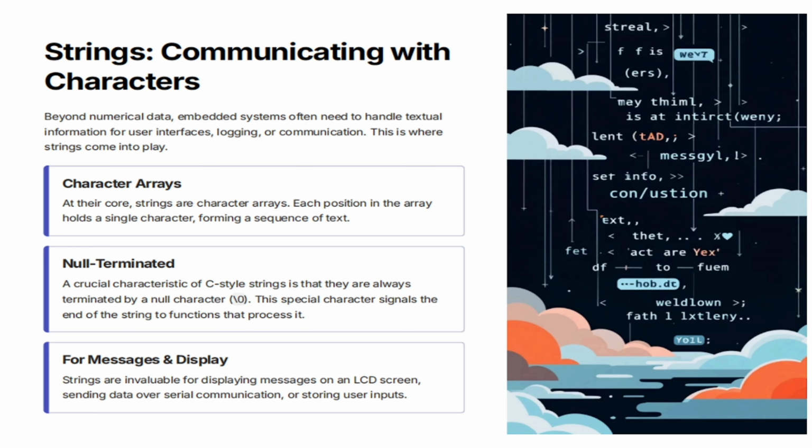Null terminated. A vital feature of C style strings is that they are always terminated by a null character, written as backslash 0. This special character acts as a stop sign, telling functions exactly where the string ends in memory. For messages and display, strings are incredibly useful in practical applications such as displaying status messages on LCD screens, sending data over serial communications, or storing input from a user.